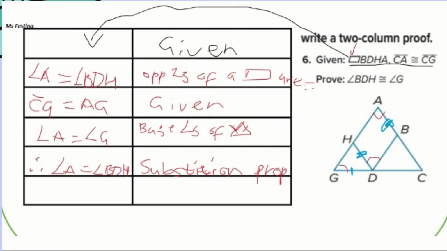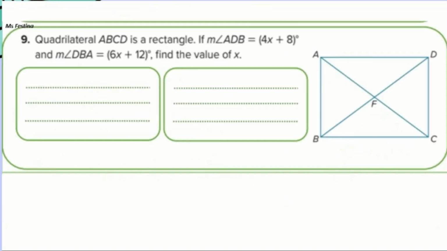So let's move on to the next question, where we have to continue proving using the properties of the shapes we learned in class. So we're still working with a rectangle. So the question says quadrilateral ABCD is a rectangle. So we are already told, we don't need to prove that. If measure of angle ADB is equal to 4x plus 8 degrees, and the measure of angle BDA is equal to 6x plus 12 degrees, find the value of x, okay?